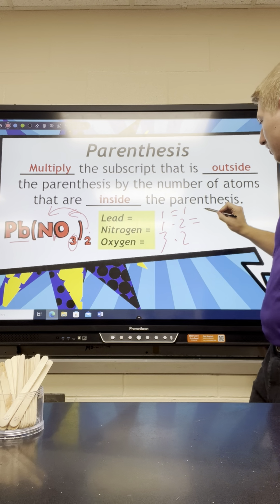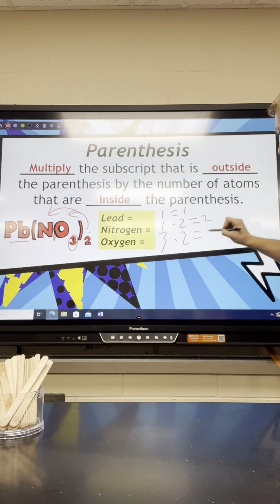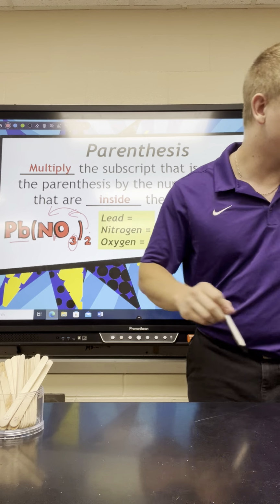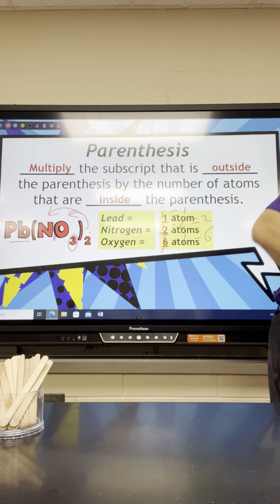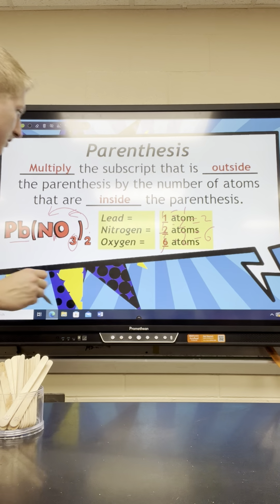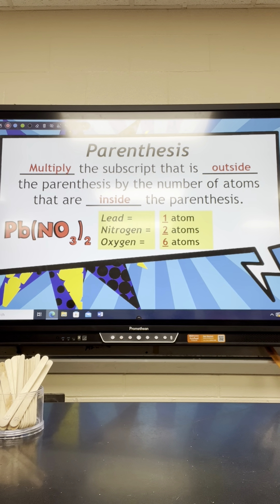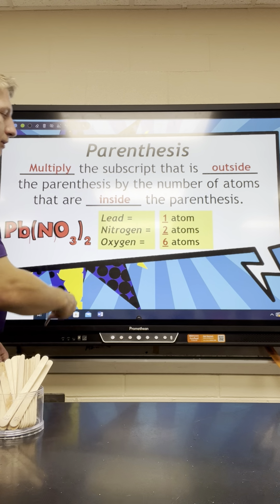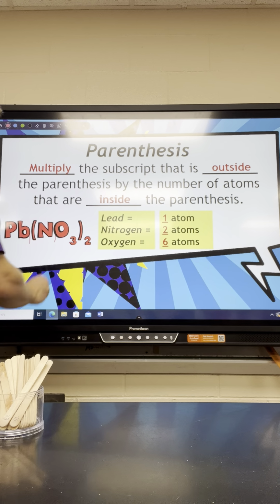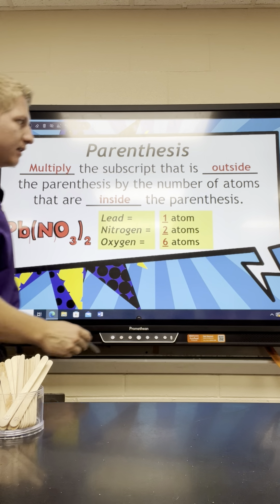All right, 1 times 2 equals what? 2. 3 times 2 equals 6. Let's see if we get 9. Yeah, you get 9. So if we see parentheses, whatever number's outside, we multiply these by. Remember, no subscript, automatic 1. Distribute, distribute, distribute. Step 1, you gotta write out what you have, then write how many you have, and then you multiply and get your final answers.